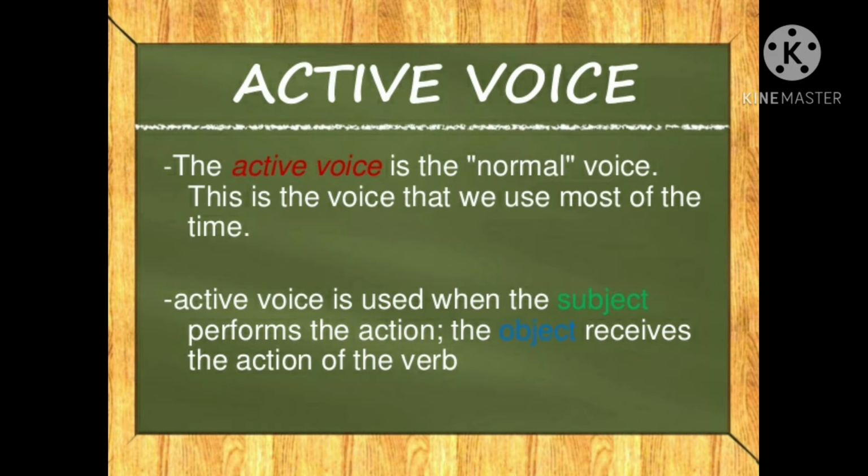Now, we will see the active voice. The active voice is the normal voice. This is the voice that we use most of the time. Active voice is used when the subject performs the action, and the object receives the action of the verb. So, in the active voice, children, the subject of a sentence performs an action on an object.